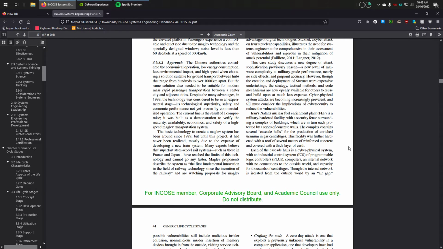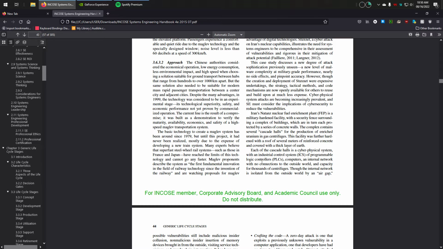Iran's Natanz nuclear fuel enrichment plant is a military-hardened facility with a security fence surrounding a complex of buildings, which are, in turn, protected by a series of concrete walls. The complex contains several cascade halls for the production of enriched uranium and gas centrifuges. This facility was further hardened with a roof of several meters of reinforced concrete and covered with a thick layer of earth. Each of the cascade halls is a cyber-physical system, with an industrial control system of programmable logic controllers, computers, an internal network with no connections to the outside world, and capacity for thousands of centrifuges.